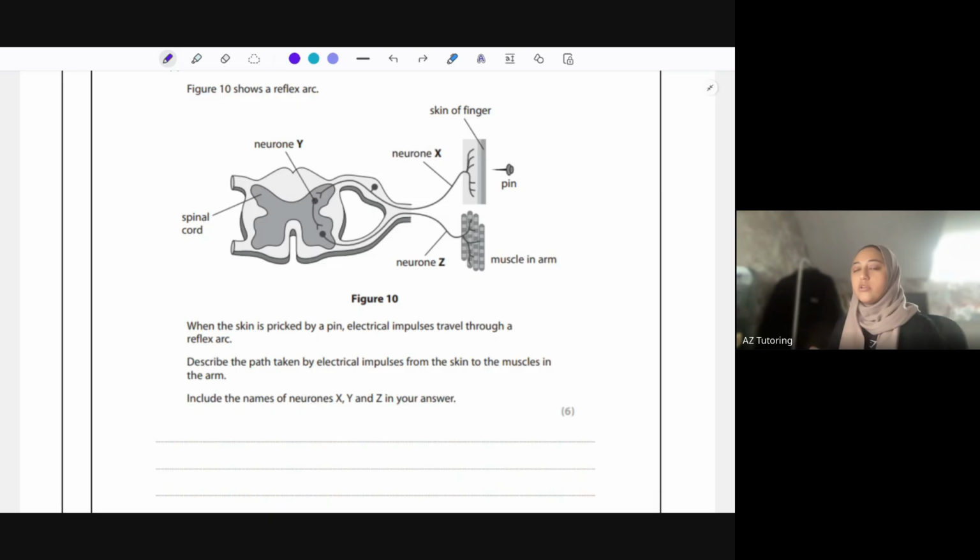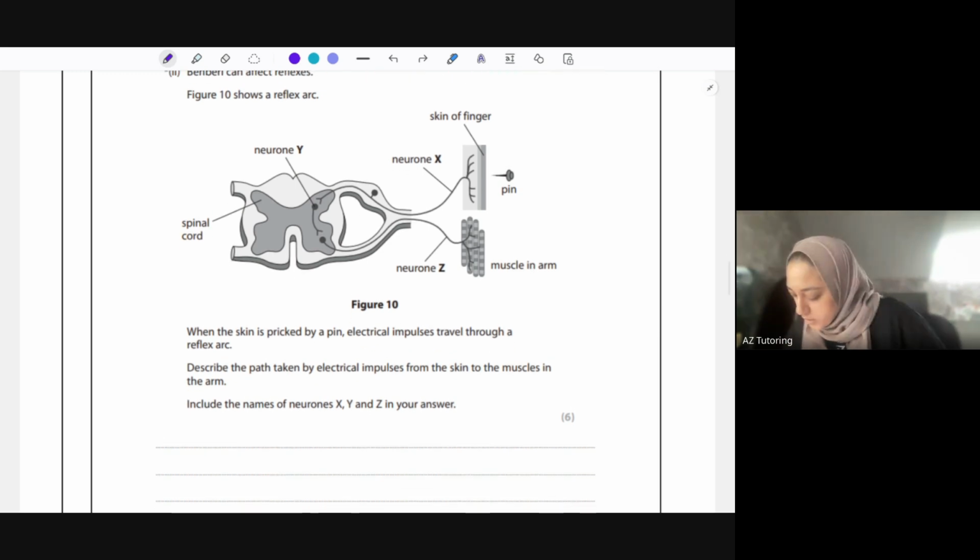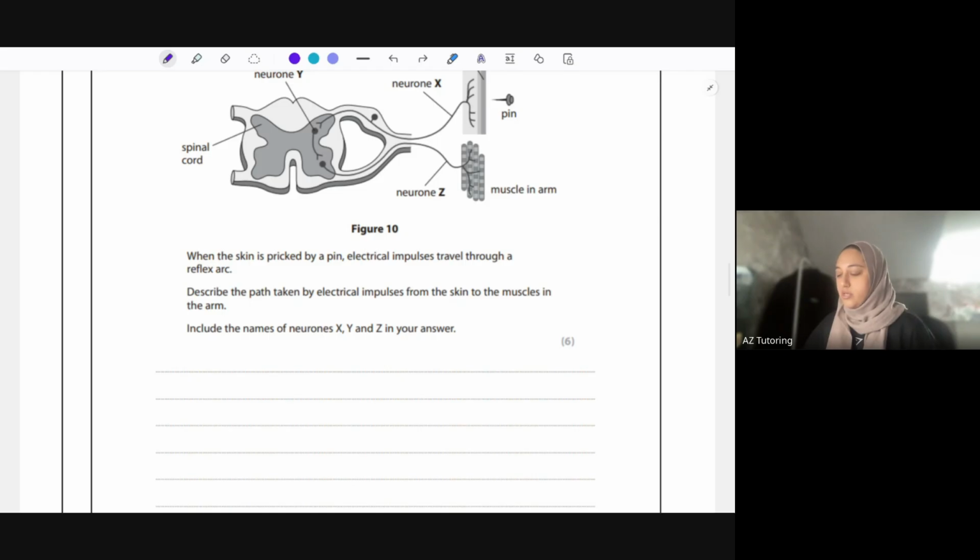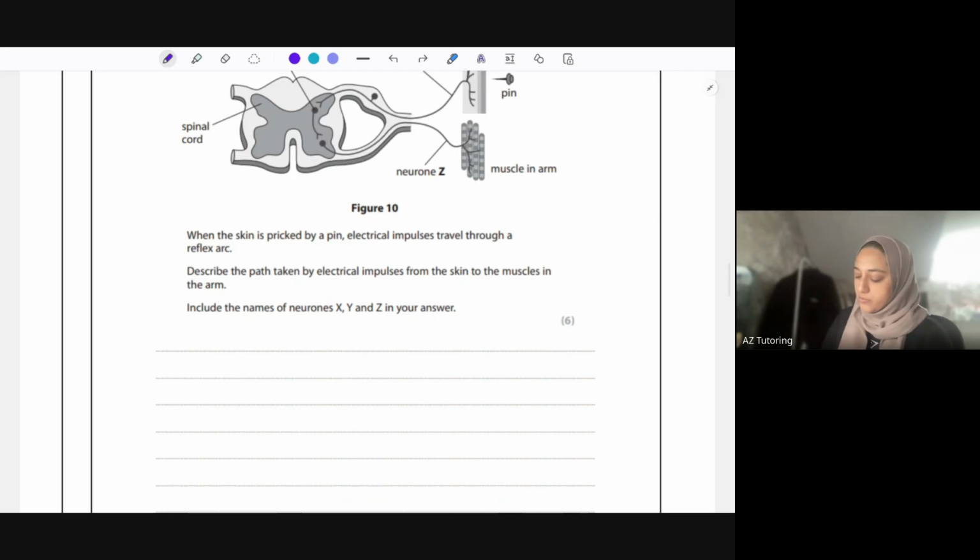So a 6-mark question, just explaining the nervous system, and you just have to use the example given to you over here. Okay, so I think it's a pretty nice 6-marker. So just going to generically summarize it, but obviously you'd have to explain it a bit more. So the electrical impulses, before speaking about that, let's speak about the receptors actually.